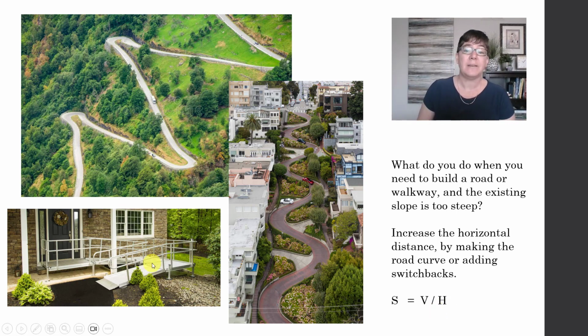How do you do that? You make the road curve, as we saw in the Lombard Street example. Or you add switchbacks, which is kind of even more curves, to go up the hill. And this works for walkways as well.